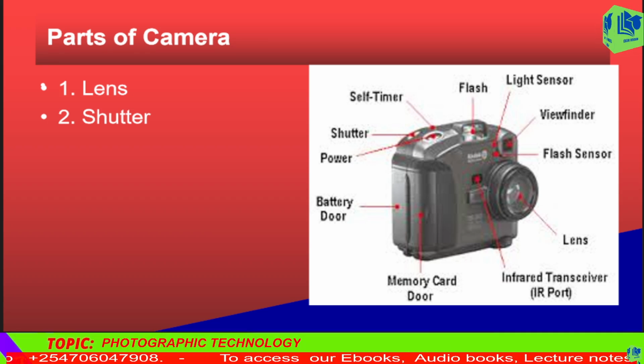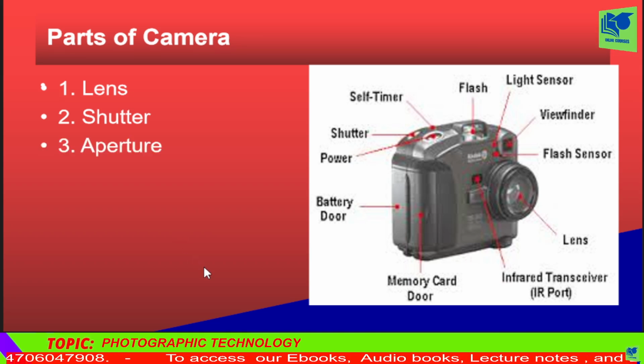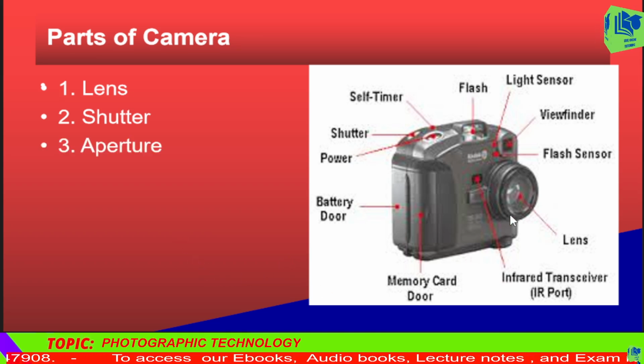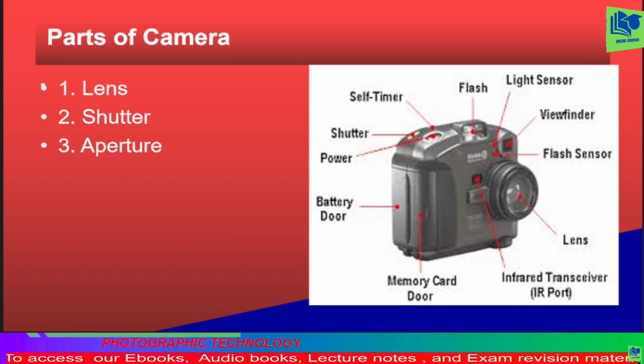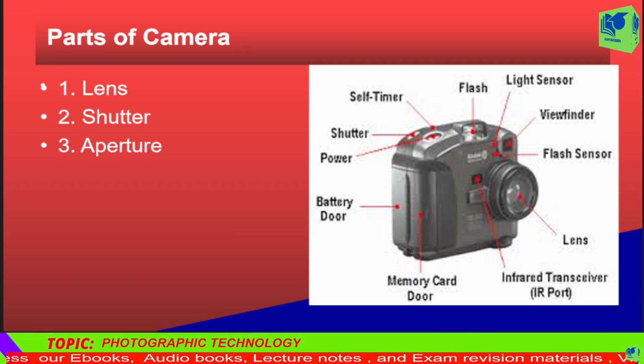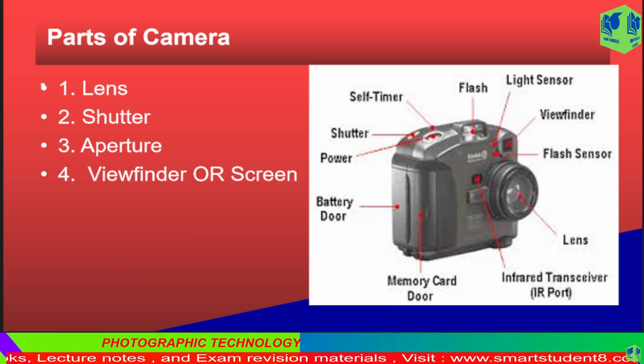3. Aperture. Located in the lens, the aperture is like the pupil of an eye. It controls the size of the opening that allows light to pass through the lens. A wider aperture lets in more light, which is useful in low light conditions. 4. Viewfinder or screen.